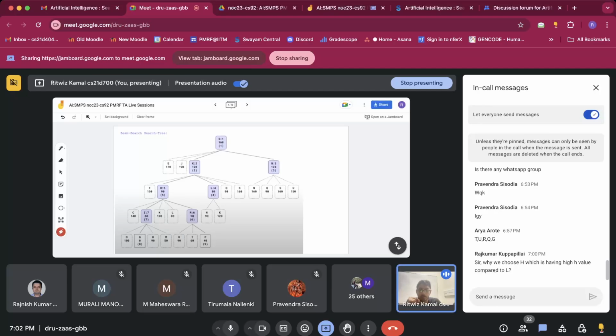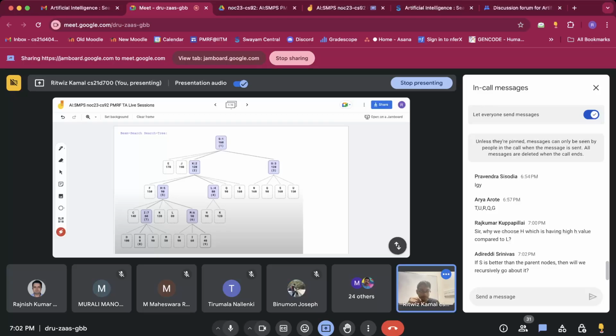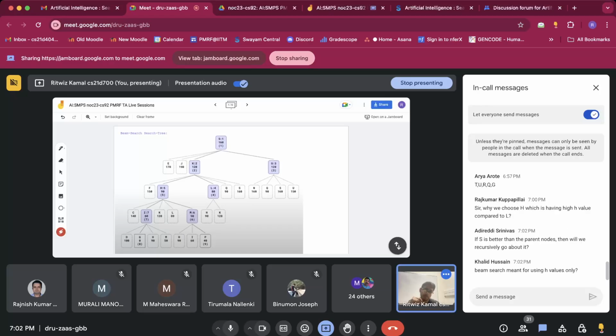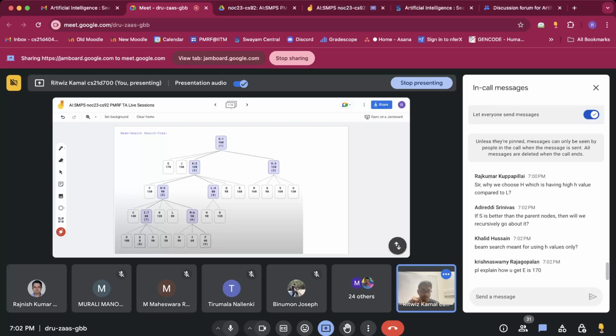Okay, I hope this also refreshes your memory of the beam search we discussed in the context of the SAT problem. If S is better than the parent nodes, then we recursively go about it. S doesn't have a parent, right? Do you mean to mention any other node here, Srinivas?